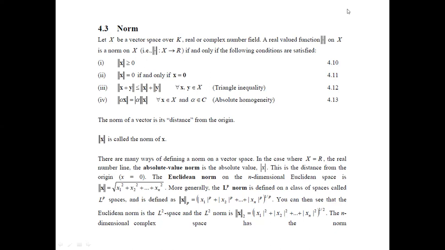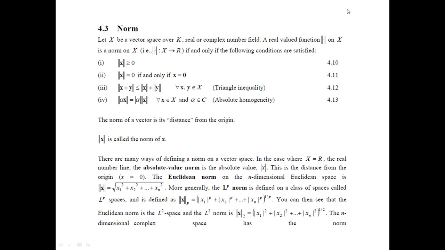There are many ways of defining a norm on a vector space. In the case where X is R, the real number line, the absolute value norm is the absolute value of x. This is the distance from the origin. The Euclidean norm on the n-dimensional Euclidean space is norm of x equals the square root of x1 squared plus x2 squared up to plus xn squared. You are more familiar with that.